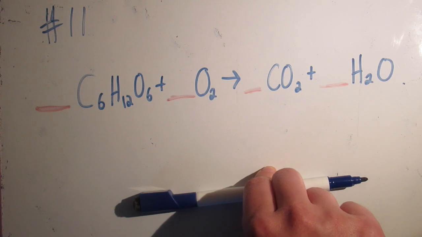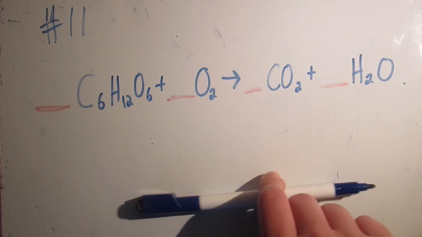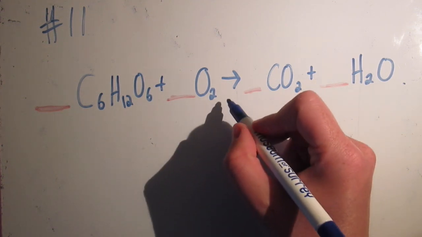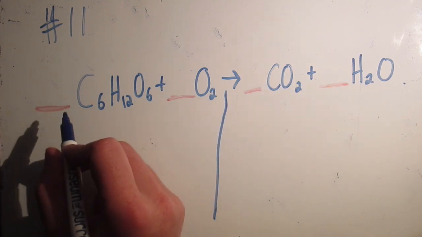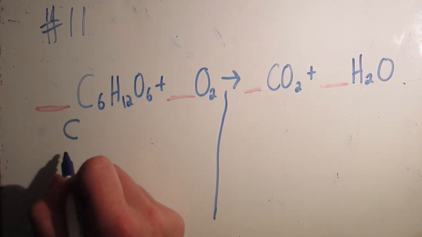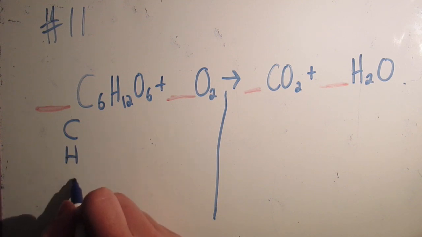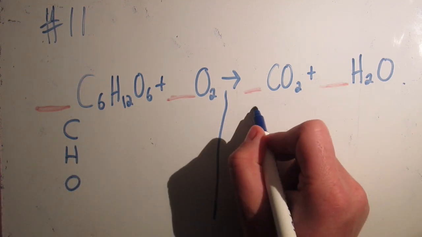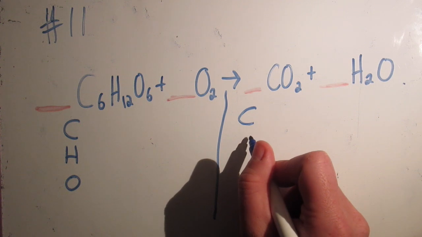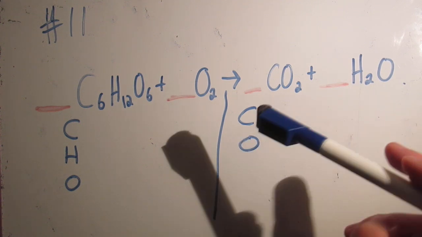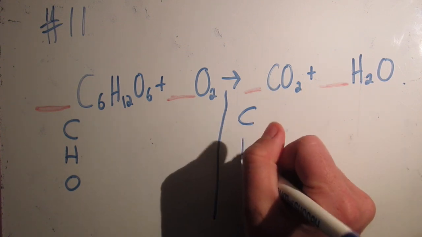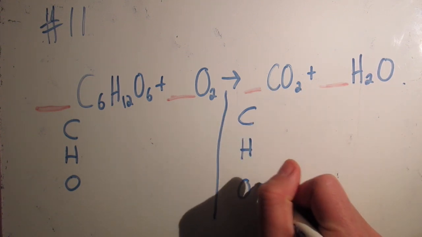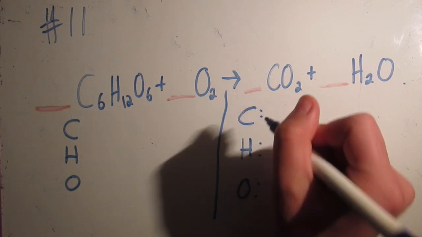Okay, so this is question 11, and let's get started. So first step, as always, separate out the reactants and the products. Now we're going to write out the atoms that we have, and then we'll count them. I was about to write O here, but remember we want to keep it in the same order as over here. So that's not an O, that's an H. Otherwise you might get confused with how many of each thing you have.